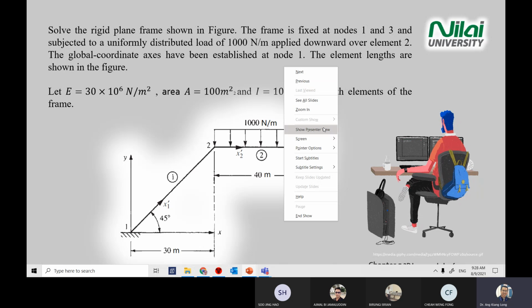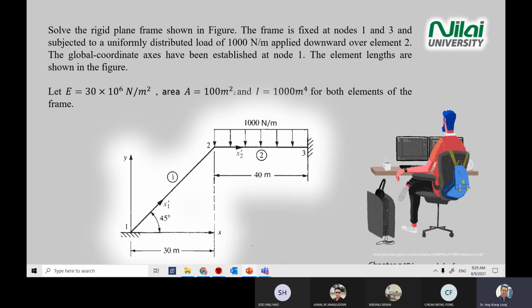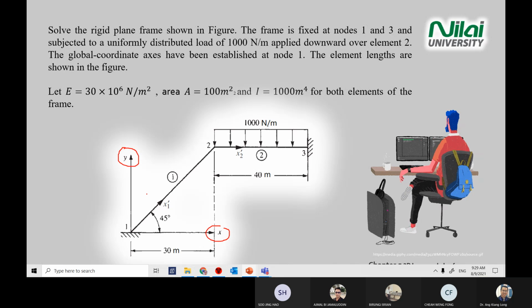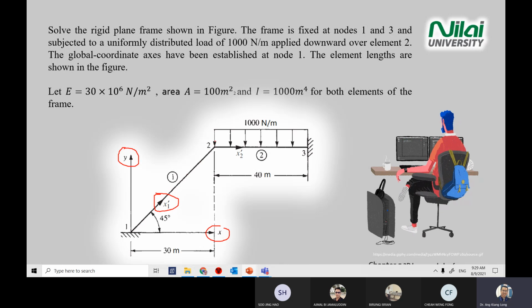Now before you solve this question, ask yourself, do you understand where the global axis and element axis are or not? This is the global axis, X and Y. And then inside each element in the question, you will see X prime with an arrow, which means that the X prime direction of this element is positive in this direction. For element 2, it is going to the right, positive.